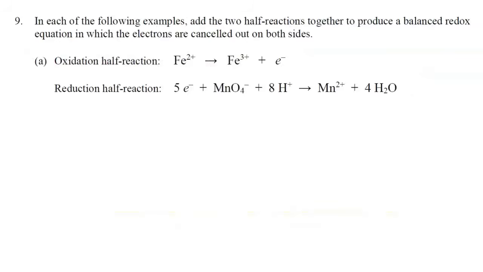All right, let's move on to question 9. In each of the following examples, add the 2 half reactions together to produce a balanced redox equation in which the electrons are canceled out on both sides.